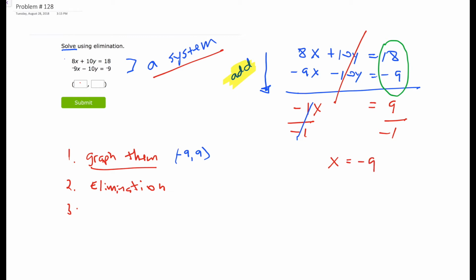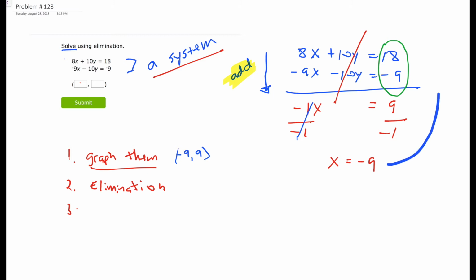Negative 9, and you see over here how we've already found that out from the graph? Okay, so now what we do is we get this negative 9, and we plug it into either this equation or this equation. You get to pick. You just pick the one that seems kind of easier. So these look kind of the same. So let's just do the top one.